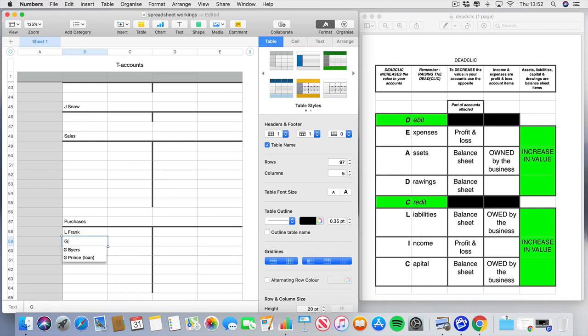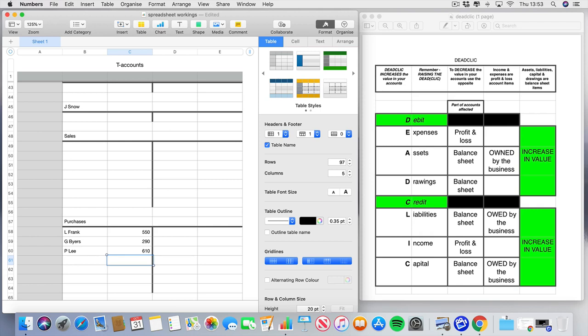Whoops, let me just retype that for consistency. L. Frank, it was £5.50. G. Buyers was £2.90. And P. Lee is £6.10. Okay, so that's our purchases.